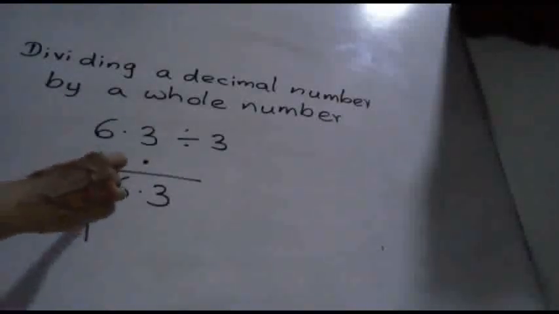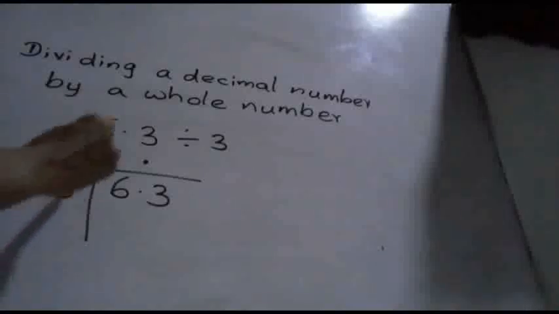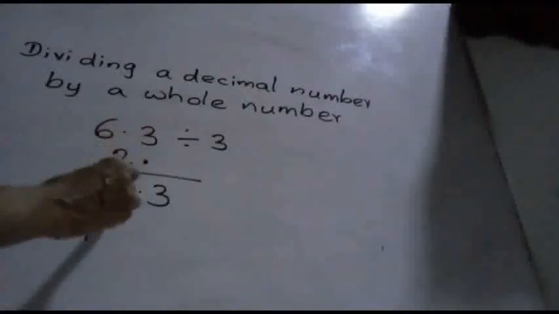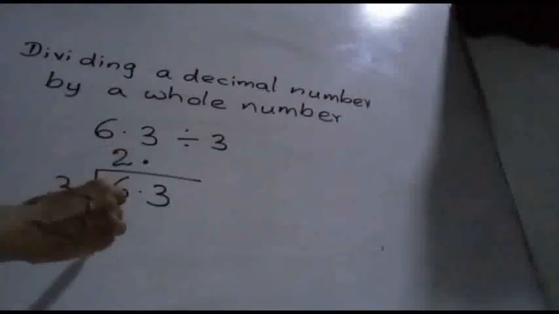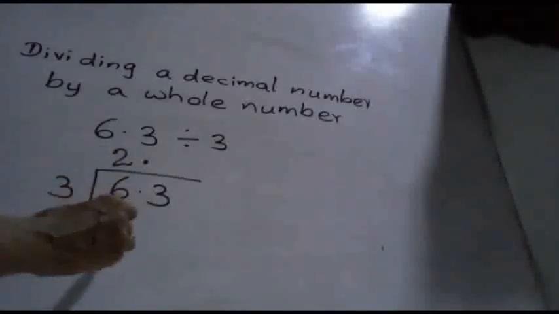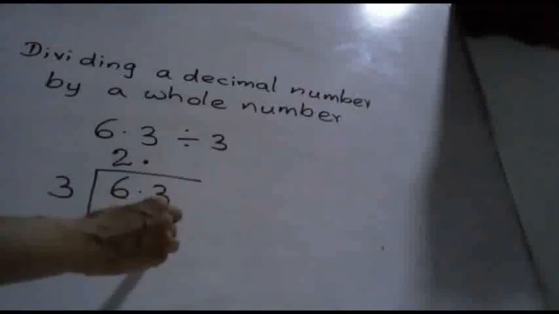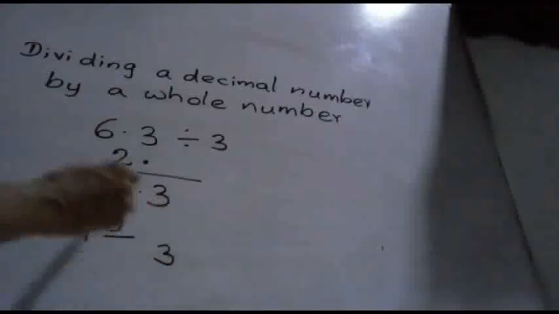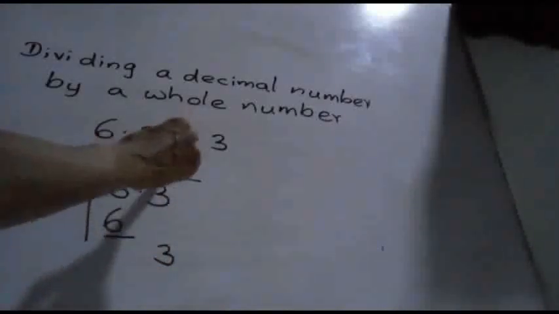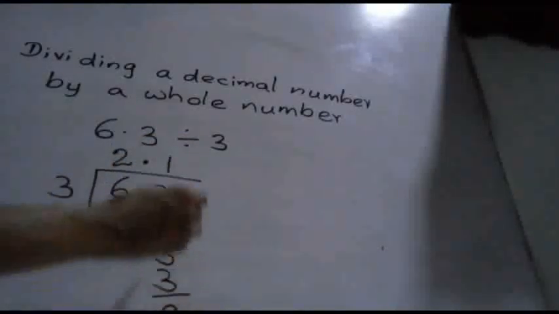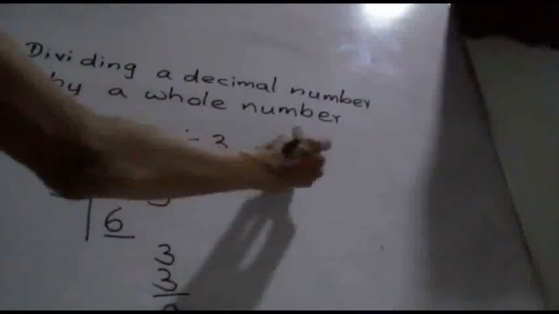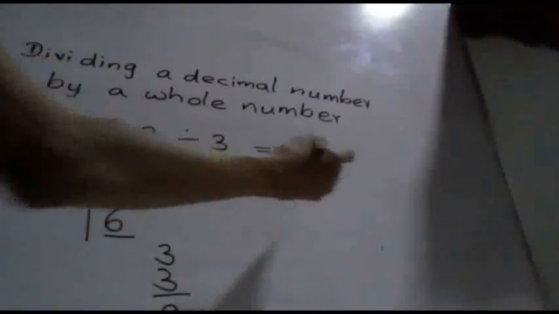Now 6 is divided by 3. 3 times 2 is equal to 6. 6 is subtracted from 6. Answer is 0. We write 3 here. 3 is divided by 3, 1. 1 times 3 is 3. Here the answer is 2.1.